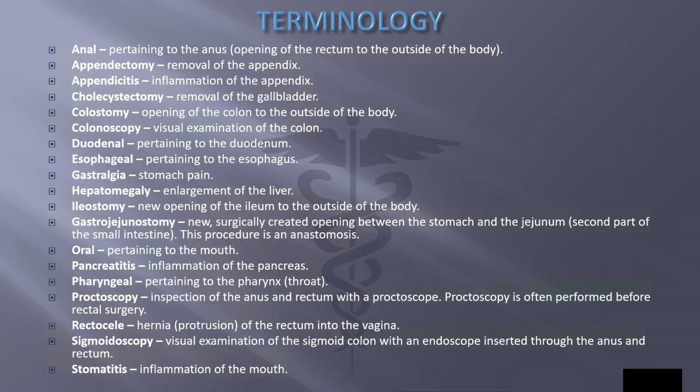Recto means rectum. Rectocele is a hernia or protrusion of the rectum into the vagina. Sigmoido means sigmoid colon. Sigmoidoscopy, visual examination of the sigmoid colon with an endoscope inserted through the anus and rectum. And stomato is mouth. Stomatitis is inflammation of the mouth.